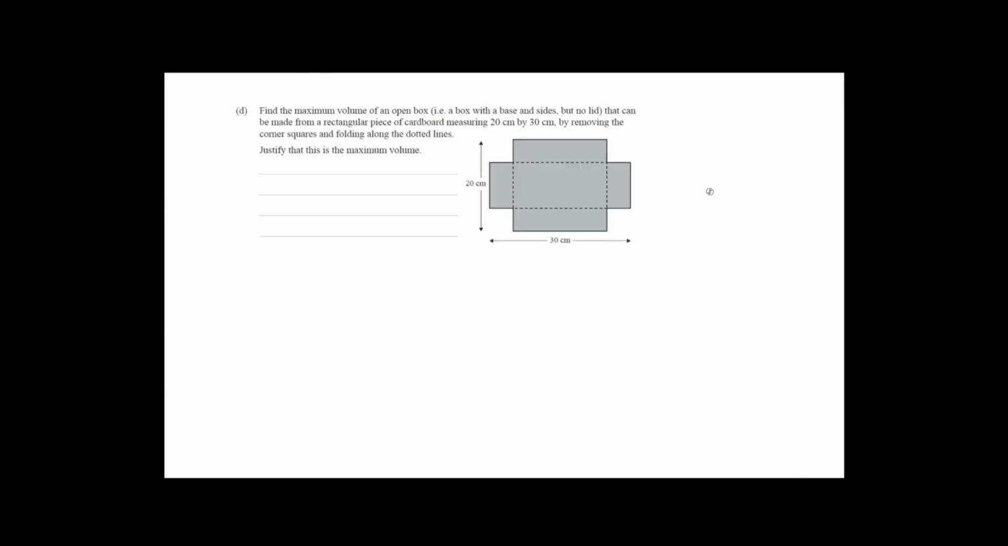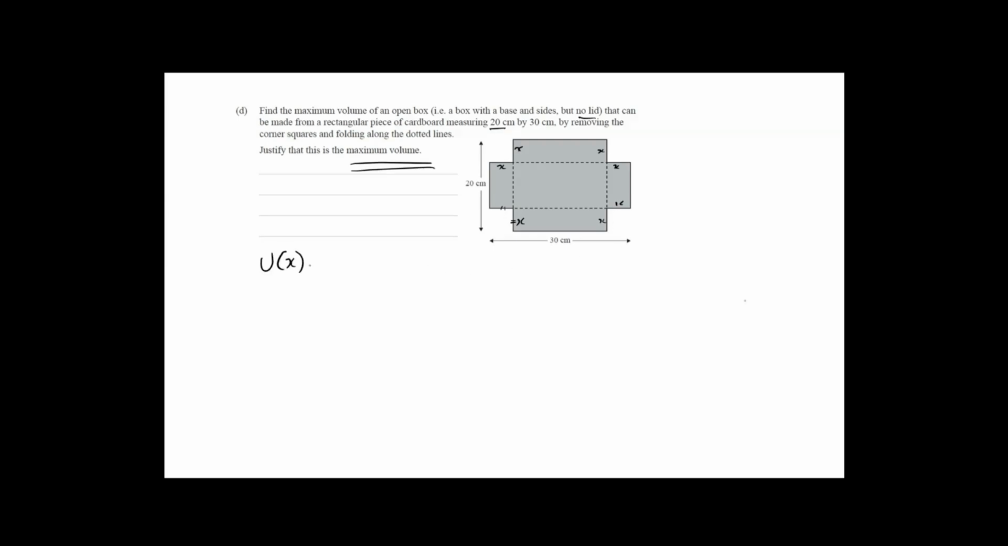Last question already. So find the maximum volume of an open box, i.e. a box with base and sides but no lid, that can be made from a rectangular piece of cardboard measuring 20 here by 30 here by removing corner squares and folding the dotted lines. So it's got to be a box. So this distance here must be the same as that distance there. So I'm going to call that x. That's x, then that's x, that must be x. That's x, that's x, that's x.